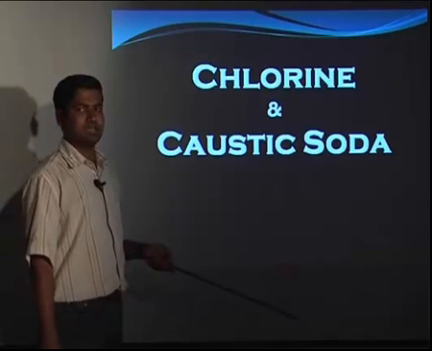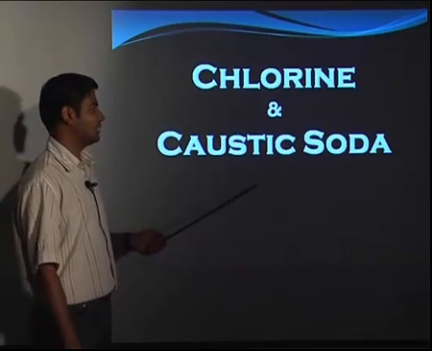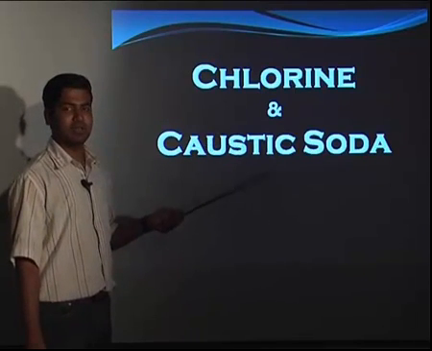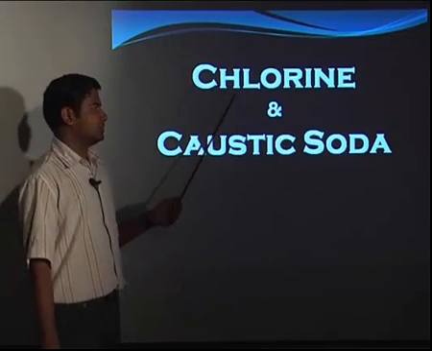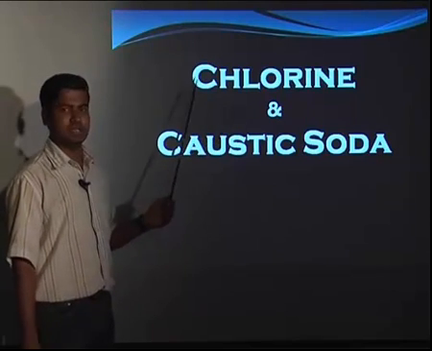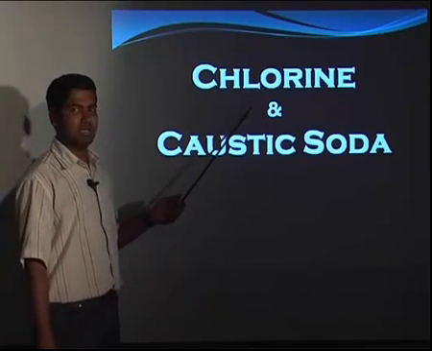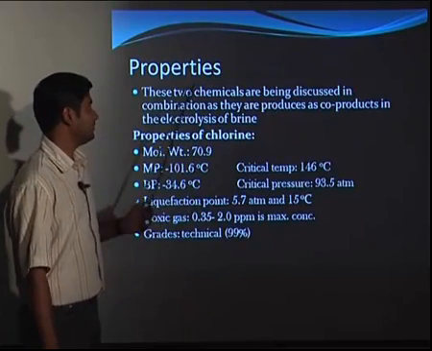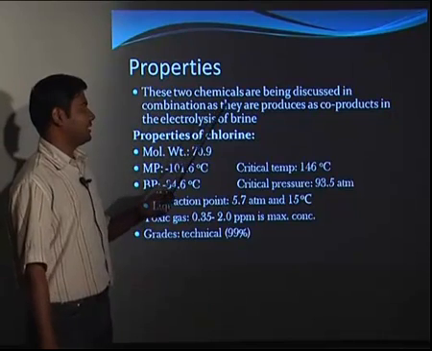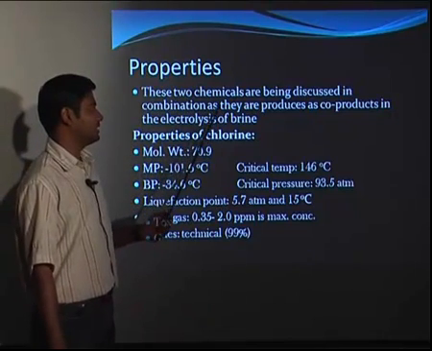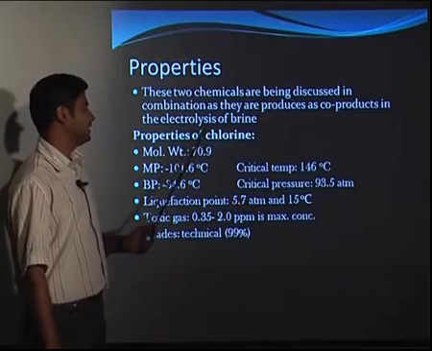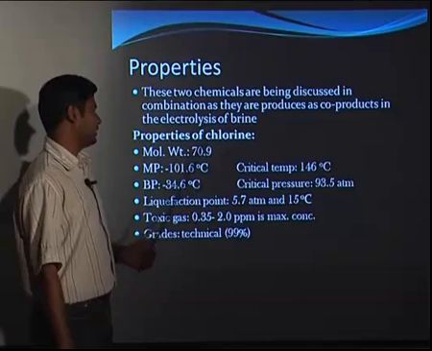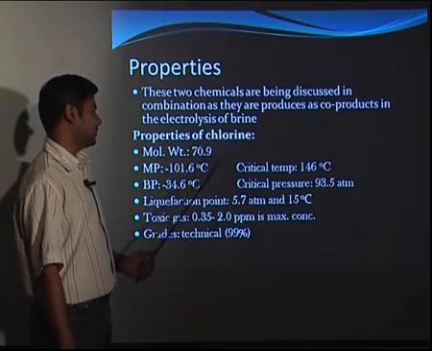So the next we will discuss is chlorine and caustic soda. As we have discussed earlier, chlorine and caustic soda are produced in a single unit. In the electrolytic cells, we get the chlorine at one electrode and the caustic soda at the other electrode. These two chemicals are discussed in combination as they are produced as co-products in the electrolysis of the brine. Then if you see the properties of chlorine, it has a molecular weight of 70.9.